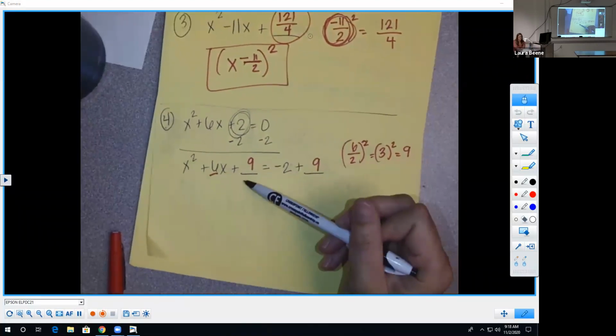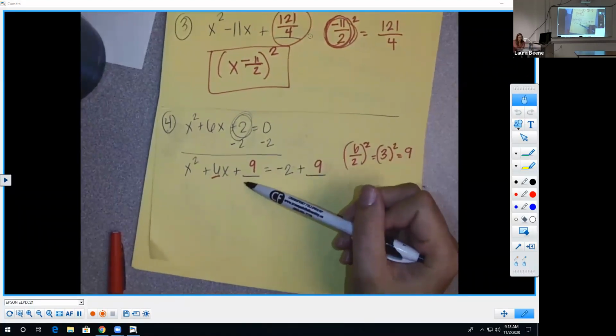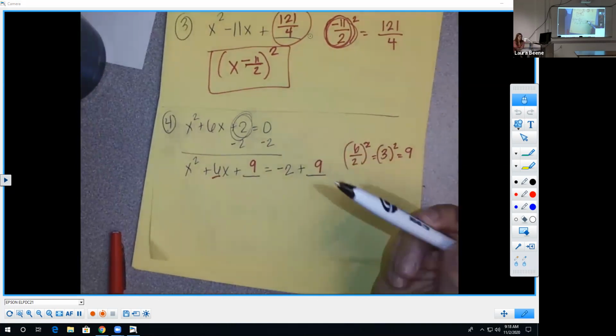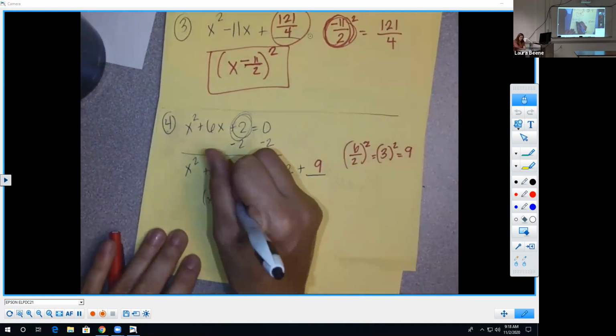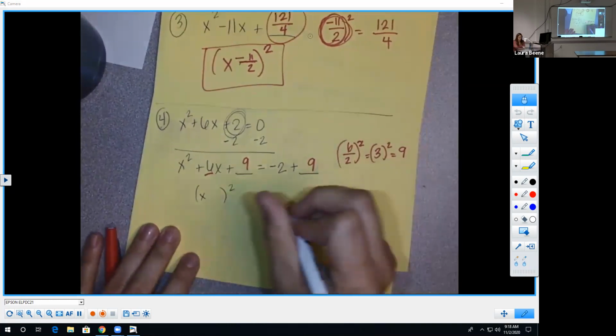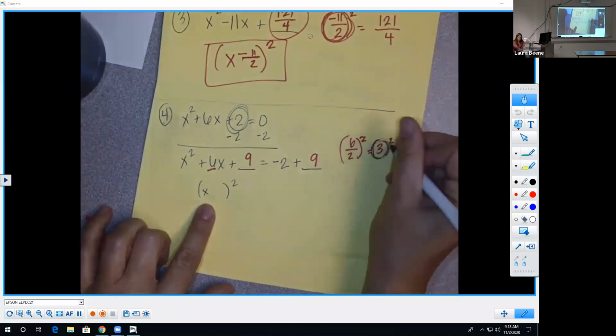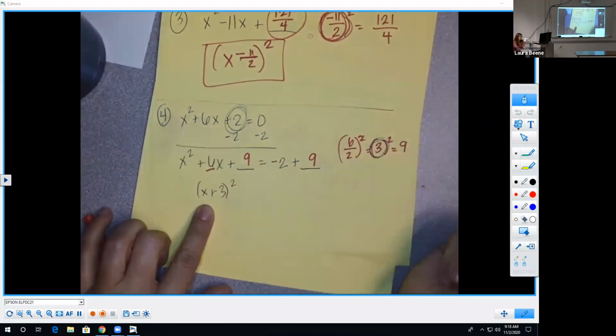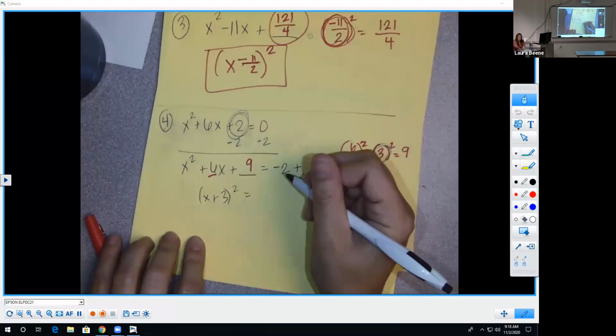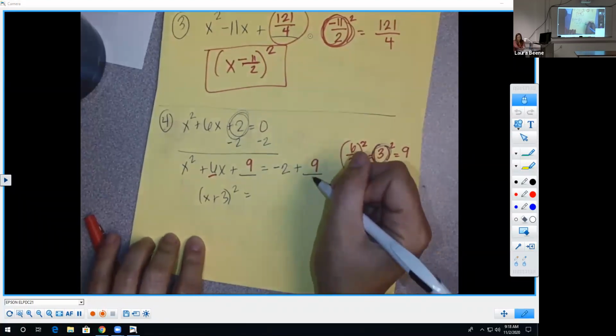From here on the left-hand side, we write it in factored form, just like we did before. So this is parentheses with x on the inside, squared on the outside. What's the number that's going to go in the parentheses? Yeah, positive 3. So x plus 3 squared equals negative 2 plus 9 is 7.